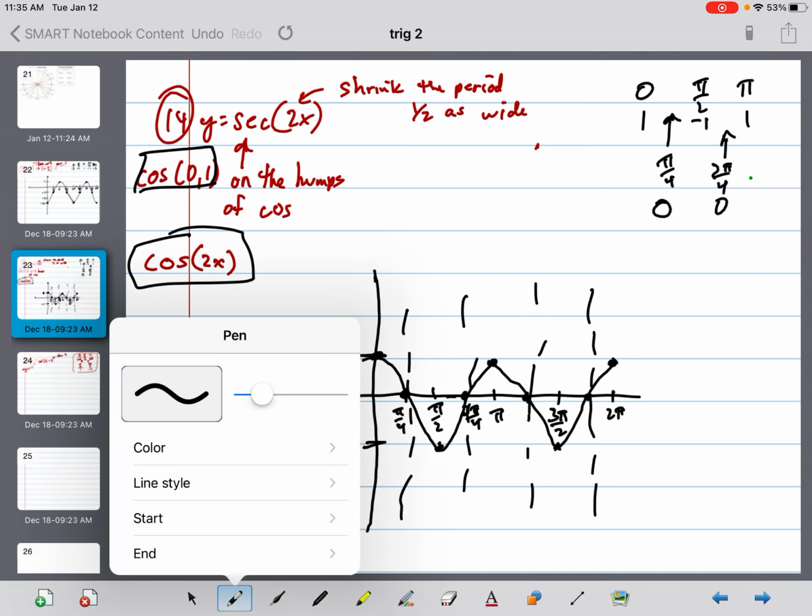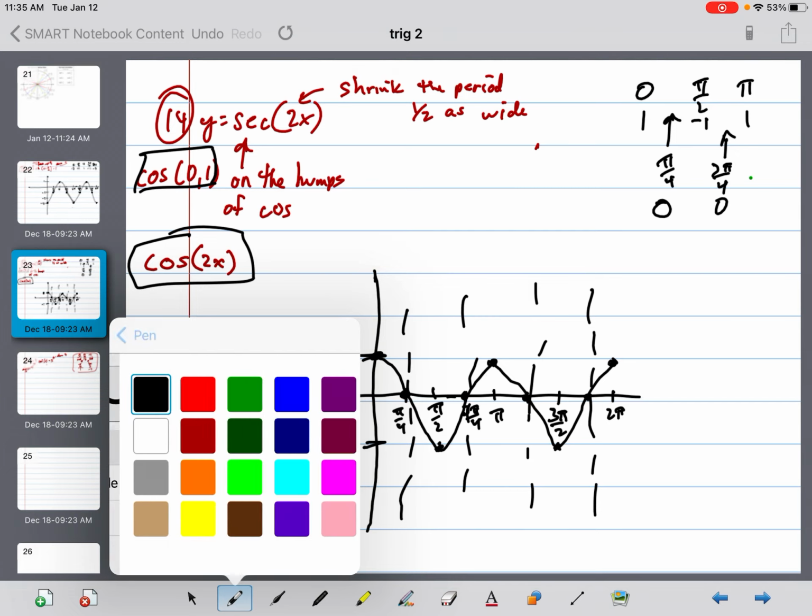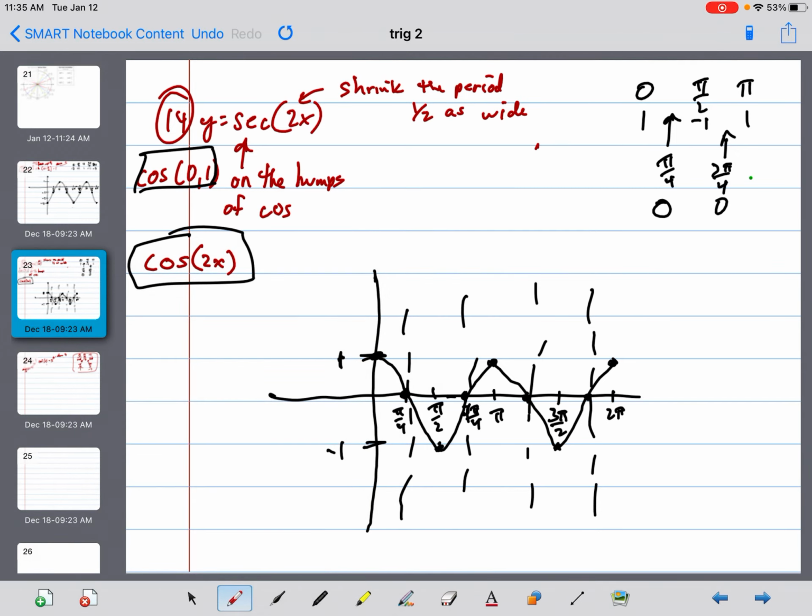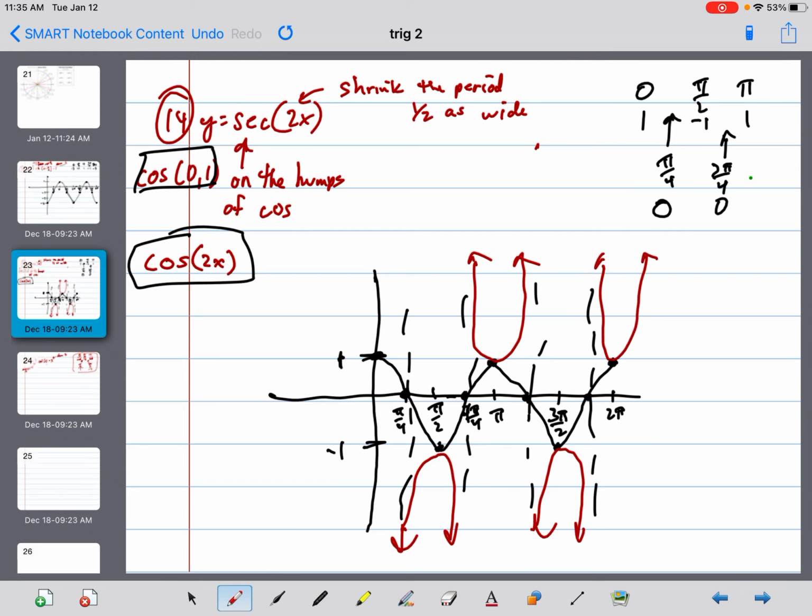And then the actual secant graph is going to be these things. It's going to be these U-shapes here, U-shape here, U-shape here. And there's going to be another U-shape here, and there's even one right here. All right, there's your secant graph. The red one is the secant graph.